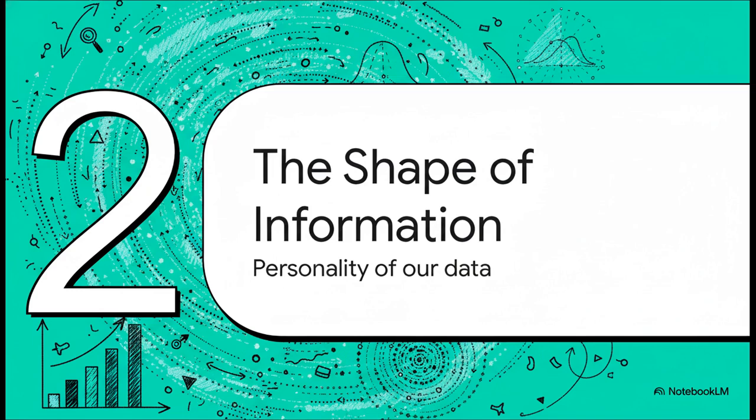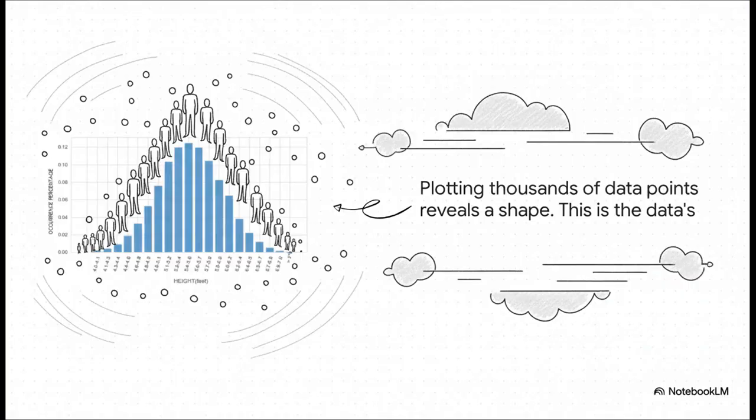As we gather more and more data, all those individual points start to come together. They start to take on a personality, a distinct shape. And just like that, what was just a long list of numbers transforms. When we plot thousands of different heights, a clear pattern emerges from the chaos. This shape is what we call the data's distribution, and it's our very first clue to understanding the bigger story.